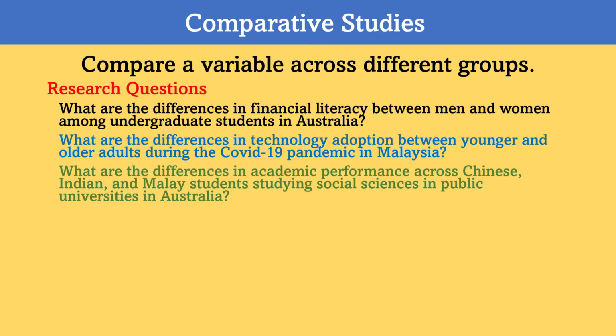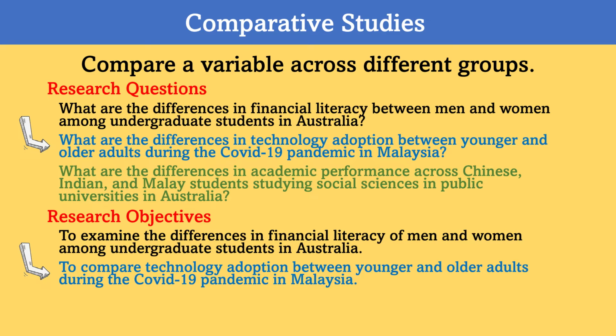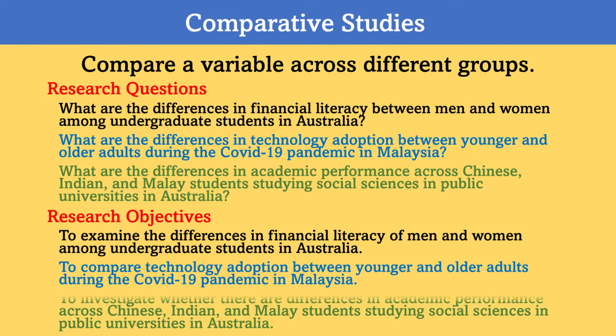public universities in Australia? The research objectives for these research questions would be to examine the differences in financial literacy of men and women among undergraduate students in Australia, to compare technology adoption between younger and older adults during the COVID-19 pandemic in Malaysia, and to investigate whether there are differences in academic performance across Chinese, Indian, and Malay students studying social sciences in public universities in Australia.